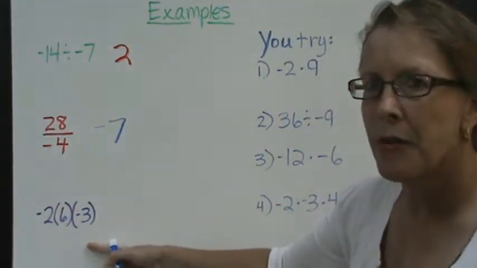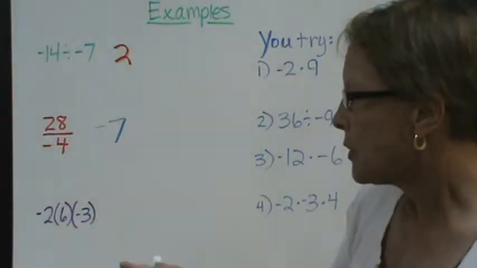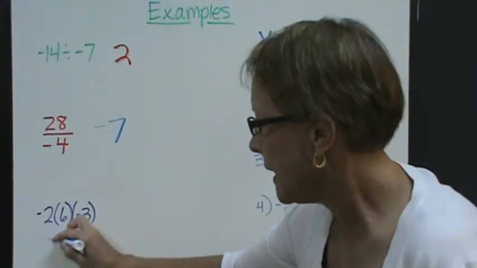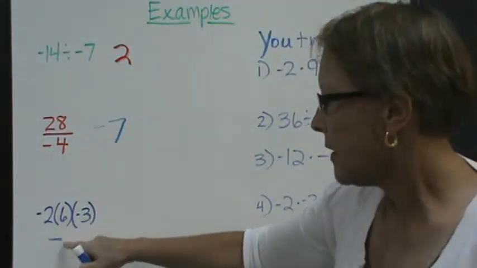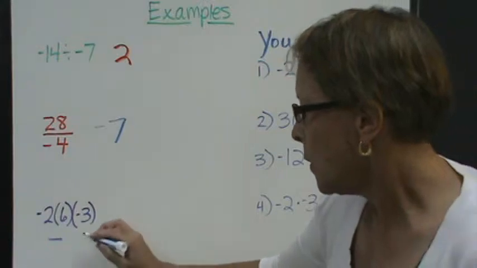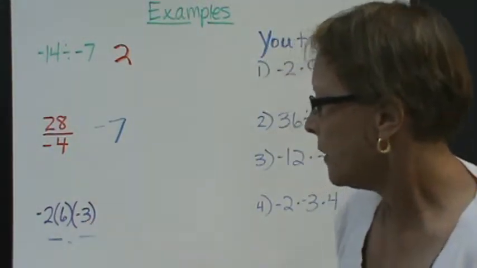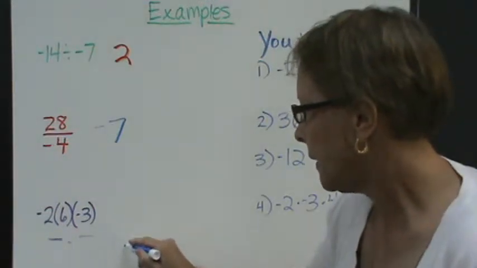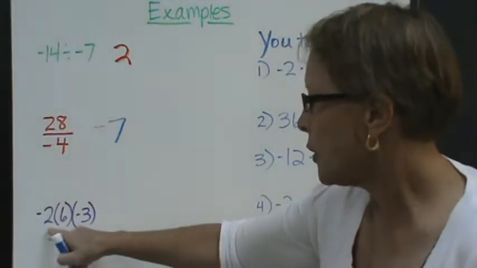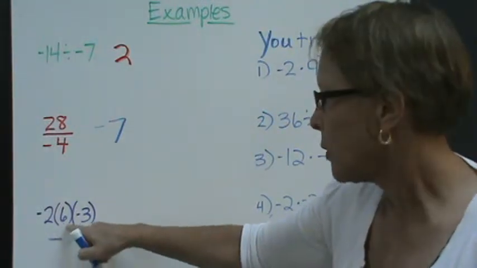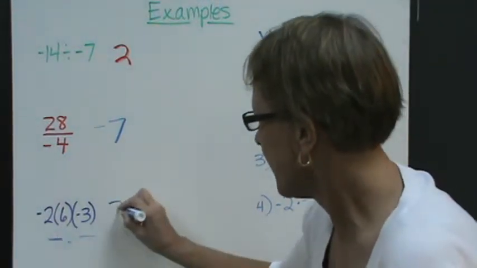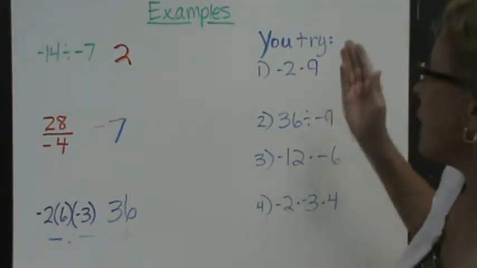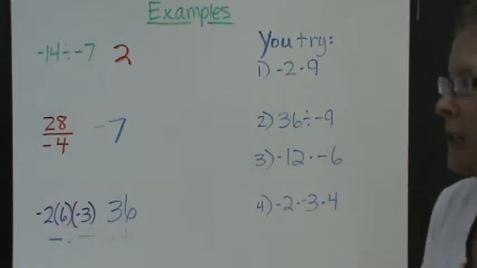Now, here's a series of numbers. Okay, let's do the first one. I have a negative times a positive, which gives me a negative. And then I have a negative times a negative, which gives me what? Good, a positive. So my answer is positive. And so then I do 2 times 6 is 12. 12 times 3 is 36. So my answer is a positive 36. Okay, now you try these. Copy them down.